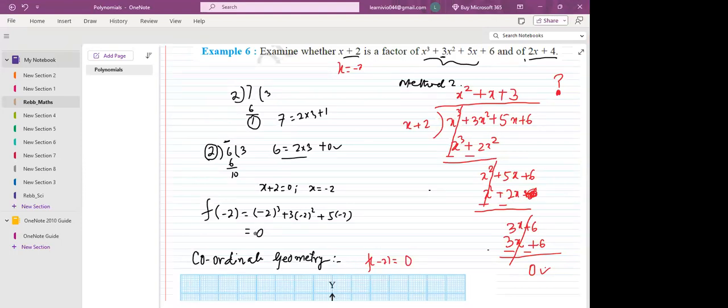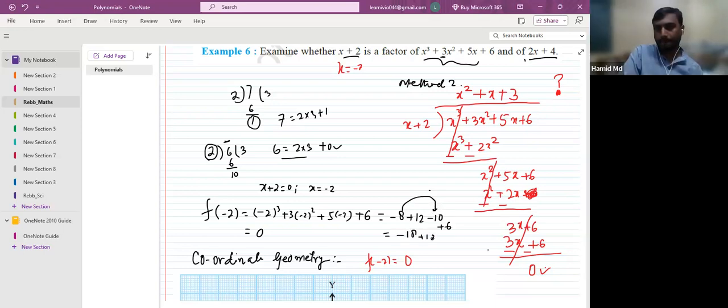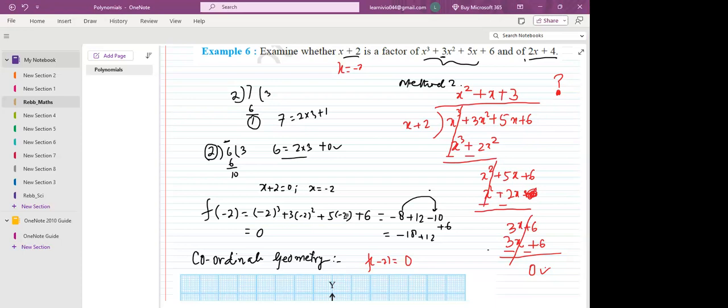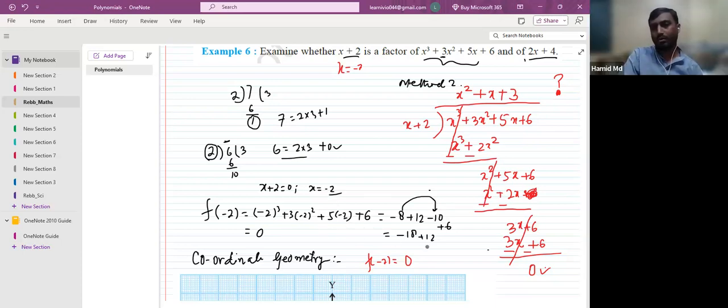We got here minus 8 plus 3 into 4, which is 12, plus 5 into minus 2, which is minus 10, plus 6. So minus 8 plus 12 minus 10 plus 6, and we got 0. Clear?